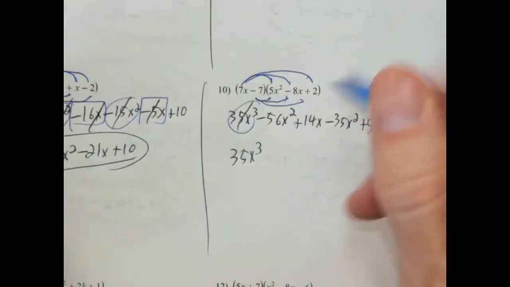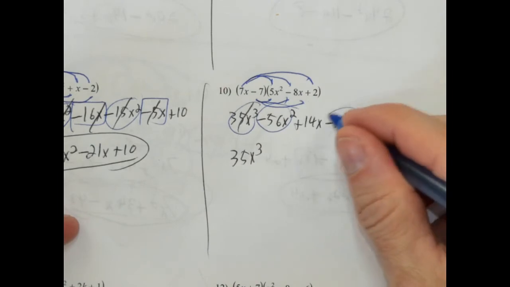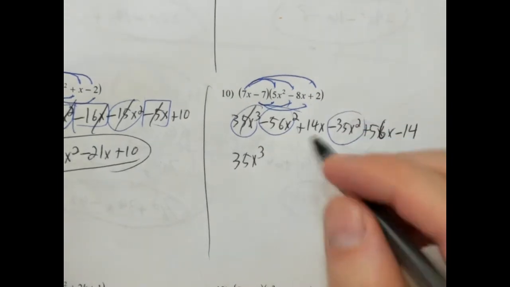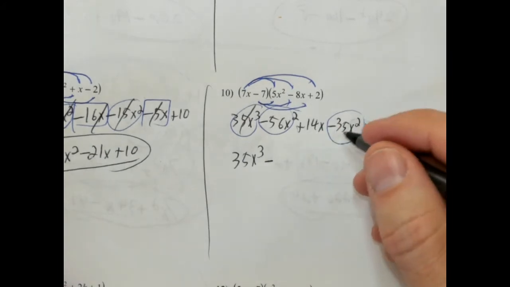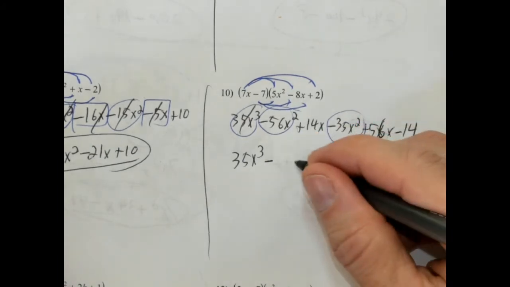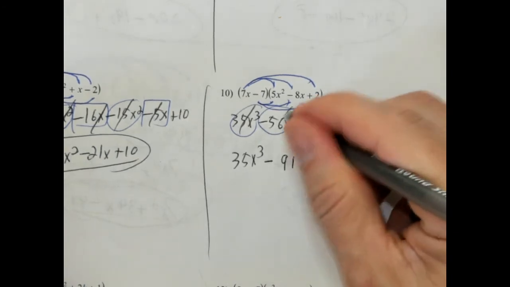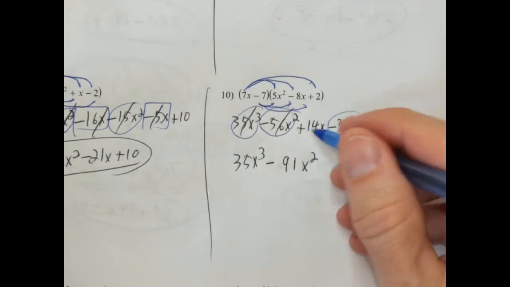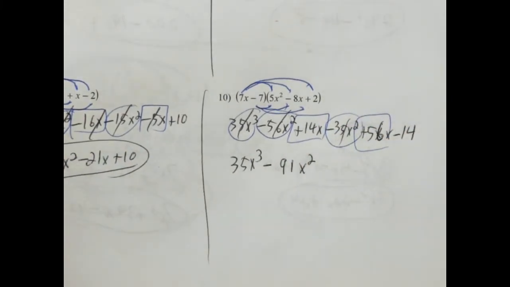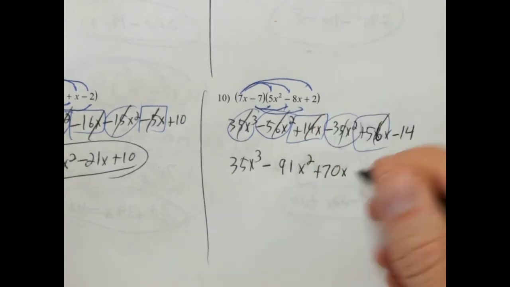We have negative 56x squared and negative 35x squared. So those are both negatives, we're going to add and keep. Is that 91, I think? 5, 6, 1, carry the 1, 6. Yeah, 91. So negative 91x squared. And then we're going to combine the 14x and the 56x. And what's that, 70? I think, yeah. Plus 70x. Bring down the negative 14.